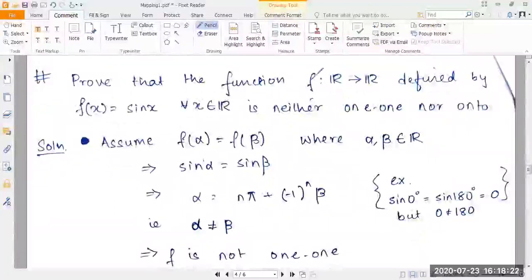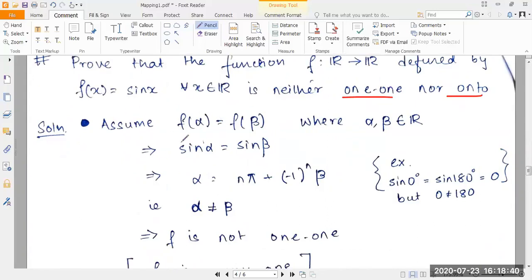That the function f mapping R to R defined by f(x) equal to sin x for all x belonging to R is neither 1-1 nor onto. So this is kind of like a reverse form of the previous sum that we did. Now, again we go by the same approach.